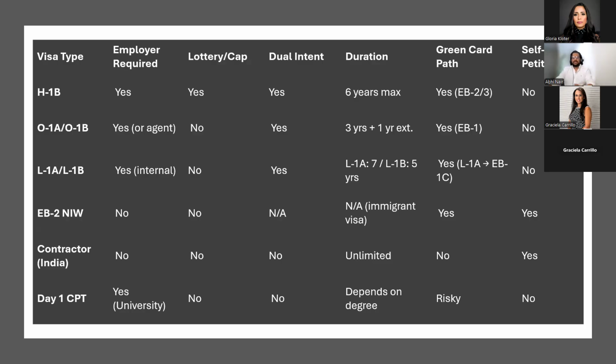And if your company is willing to file an H-1B, then you can come back on that visa. Lastly, Day 1 CPT offers immediate work authorization under an F-1 visa through certain universities, but it's often viewed as risky and should only be used as a short-term bridge while pursuing other options. This slide can help you understand the different options side by side based on your current situation and your long-term goal.